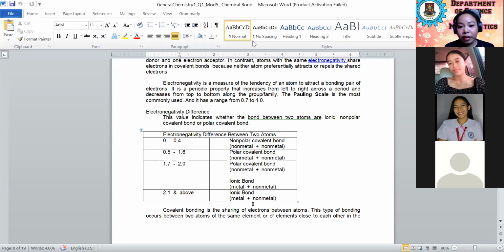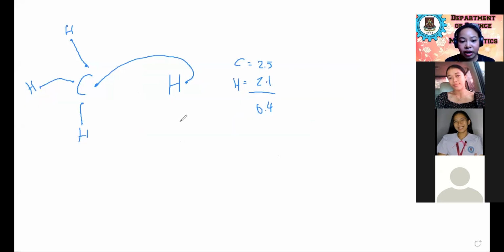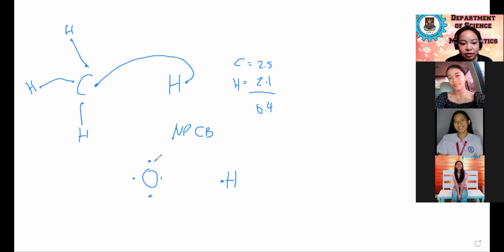So the bond between carbon and hydrogen is a non-polar covalent bond. Now let's go to oxygen and hydrogen. Okay. How many dots are there for oxygen? Kinsay maka-guess how many valence electrons oxygen has? Unom. 6. Very good. 6. 1, 2, 3, 4, 5, 6.